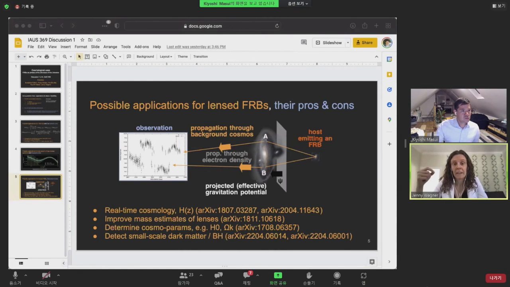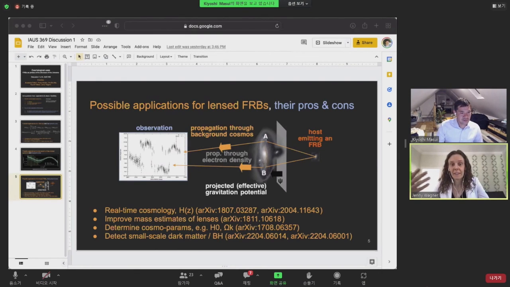Because the time delay between multiple images of FRBs is measured to very high precision. And this means that all the uncertainty that you have from this is negligible compared to all the uncertainties that you have when you do the gravitational lens model and all this stuff.